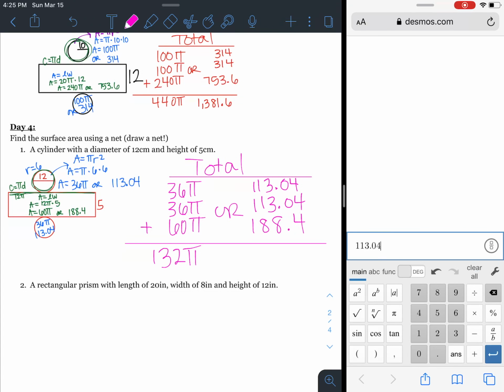So if we add those all up, we get 414.48. Remember, these answers should be the same, so if I double check, 132 times 3.14 should be the same answer.